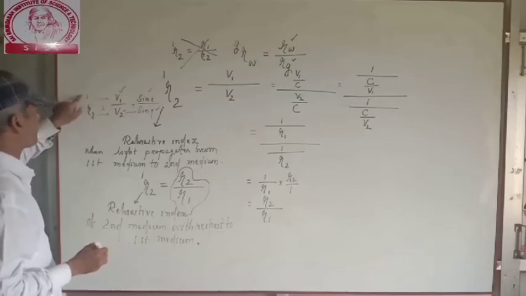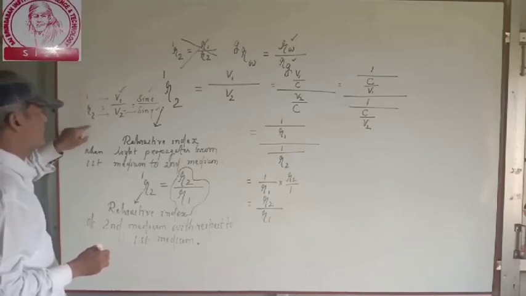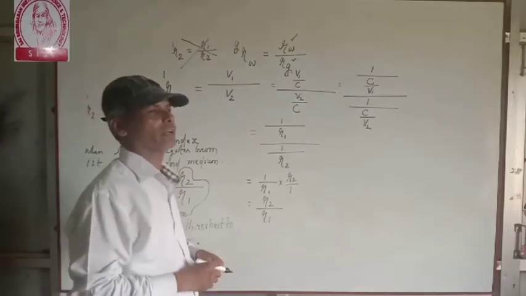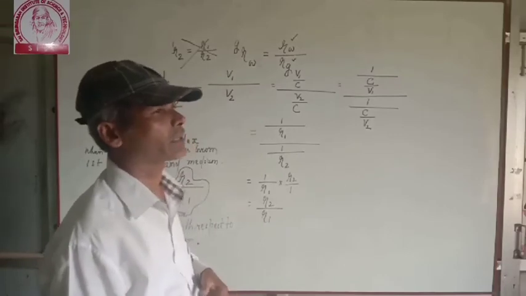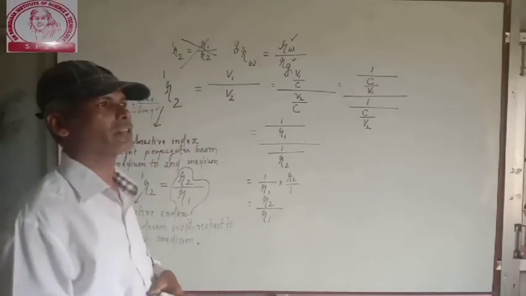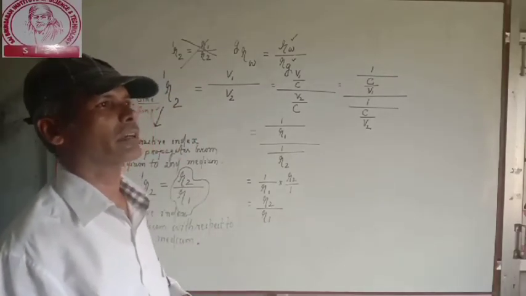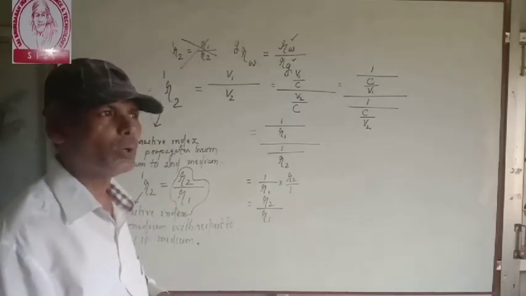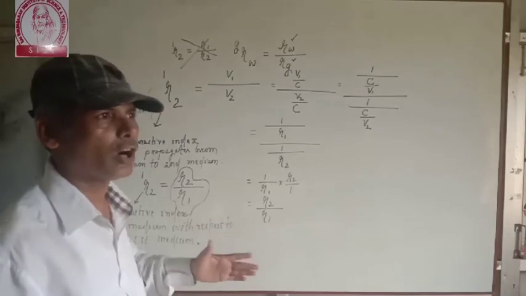when light propagates from first medium to second medium. Okay, now we will learn the conditions for deviation of path and no deviation of path.